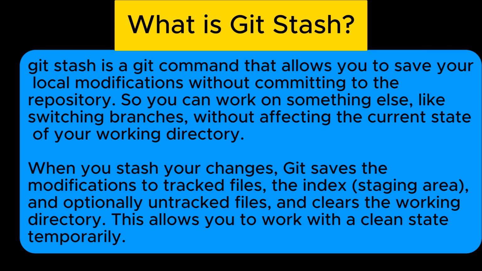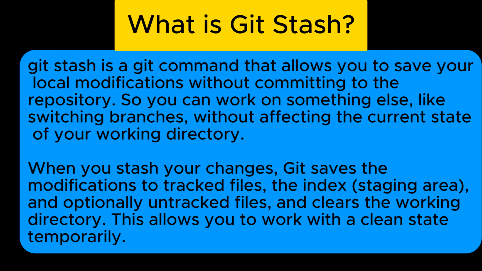So, let's start with what is Git Stash. Git Stash is a Git command that allows you to save your local modifications without committing to the repository. So you can work on something else, like switching branches, without affecting the current state of your working directory. When you stash your changes, Git saves the modifications to tracked files, the index staging area, and optionally untracked files as well, and clears the working directory. This allows you to work with a clean state temporarily.